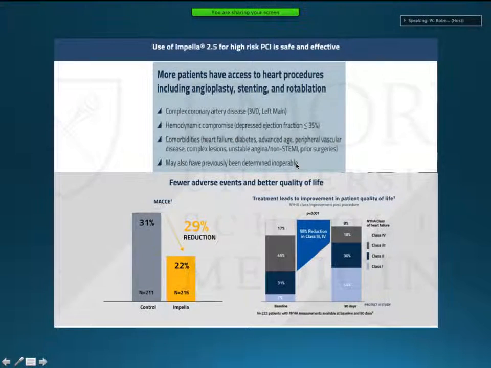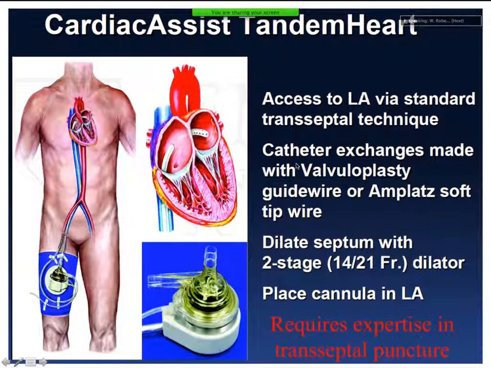The next device is TandemHeart. The TandemHeart again requires large bore cannulas. A cannula goes up the vein through a transseptal puncture into the left atrium. Basically, it takes up the oxygenated blood from there, and that blood is drawn and returned to the arterial circulation through a motorized pump, back through a large cannula in the femoral artery.